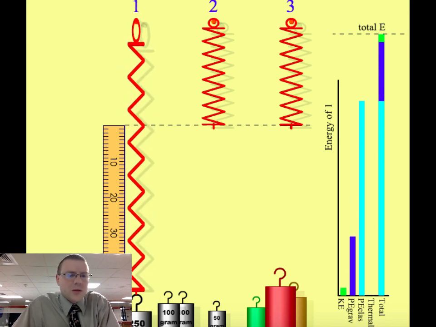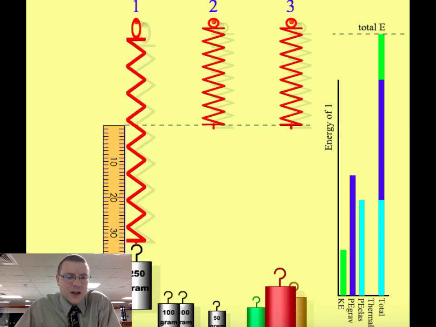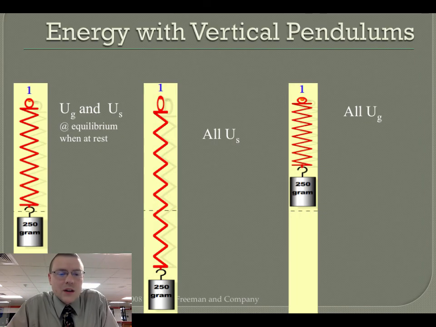Let's try and solve a problem with this. Let's figure out how fast this mass is going when it goes through its equilibrium. So when we analyze our energies here, you've got gravitational and spring energy when you're at equilibrium and at rest. If we make the height equal 0 at the ground, then we'll have all spring energy at the bottom. And when we reach the highest point possible, we'll be at all gravitational energy.